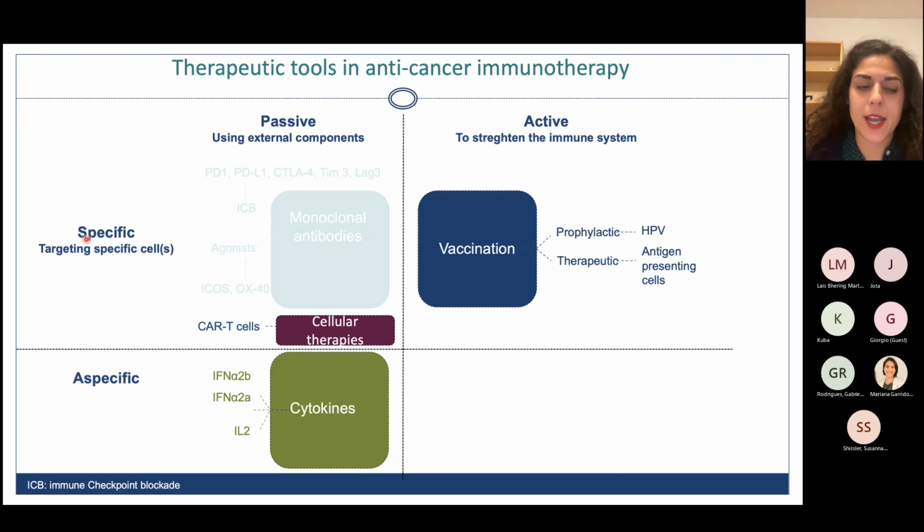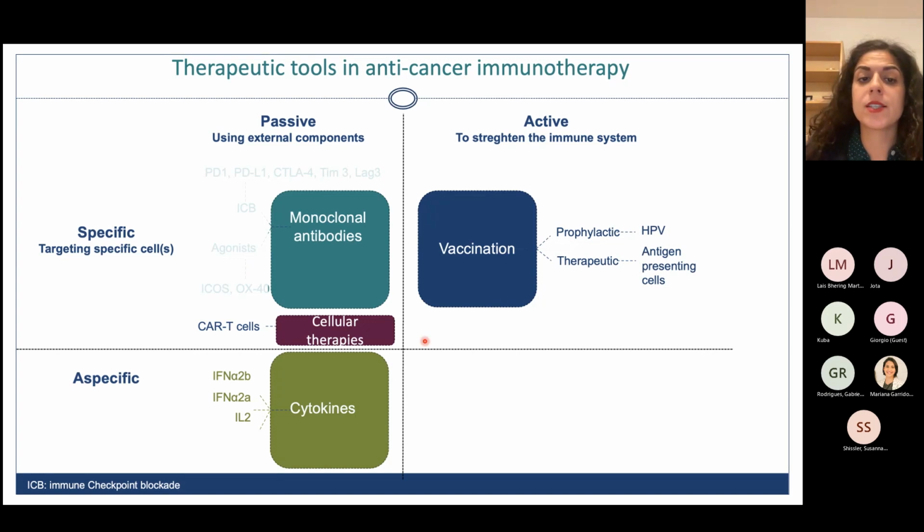But the specific therapies are highly effective. So you can have cellular therapy, for example CAR T cells, meaning that T cells are engineered to target specifically an antigen produced by your cancer cells. This is a highly effective drug in leukemia, but it's highly expensive. So what is actually the most used is monoclonal antibodies that will specifically target a molecule.